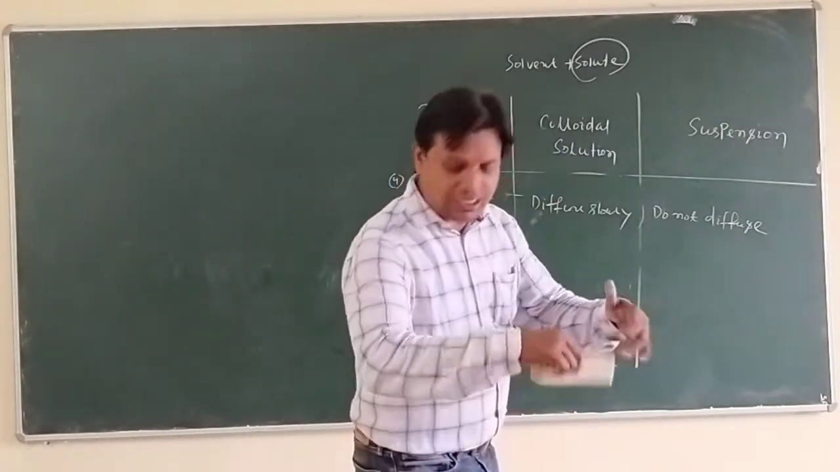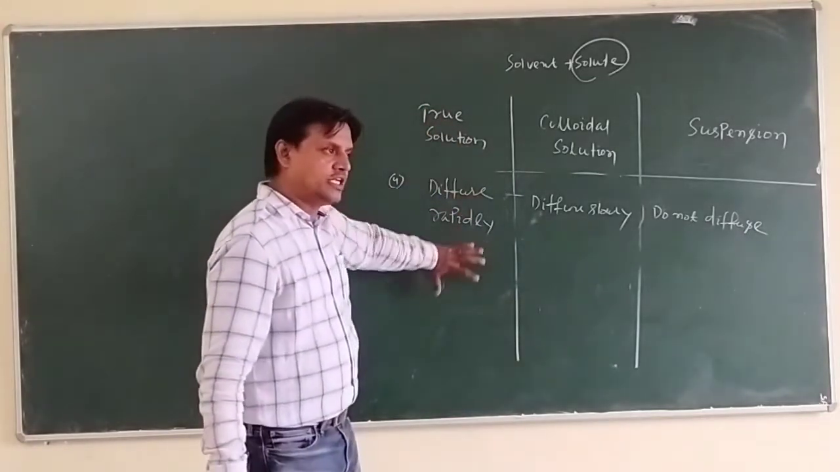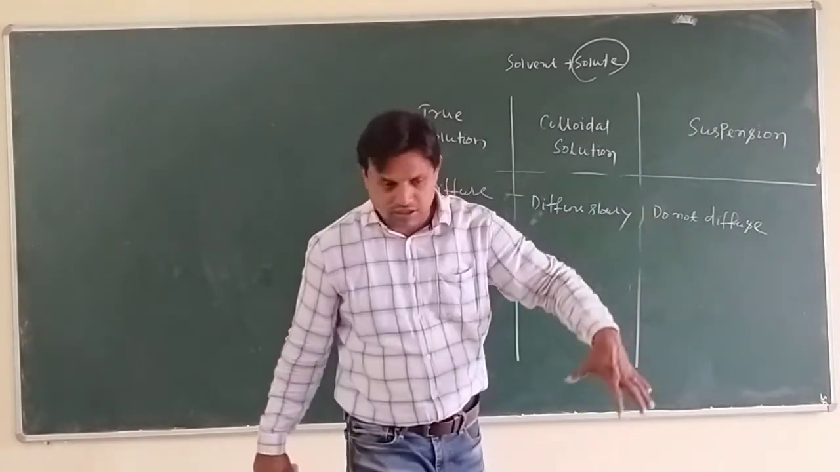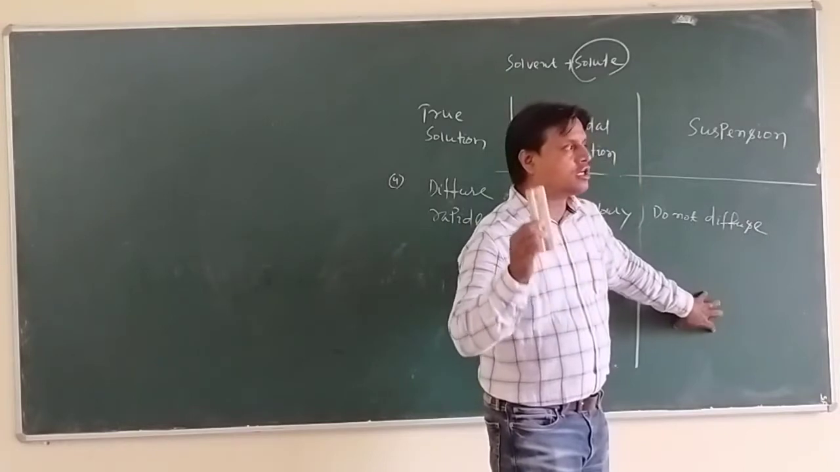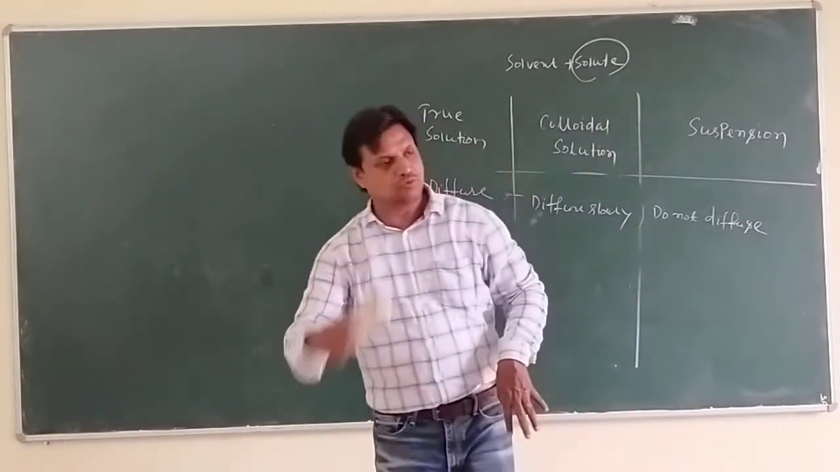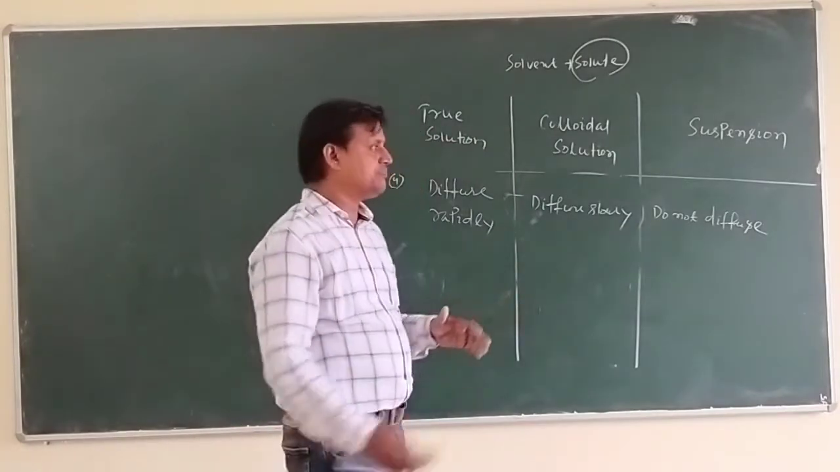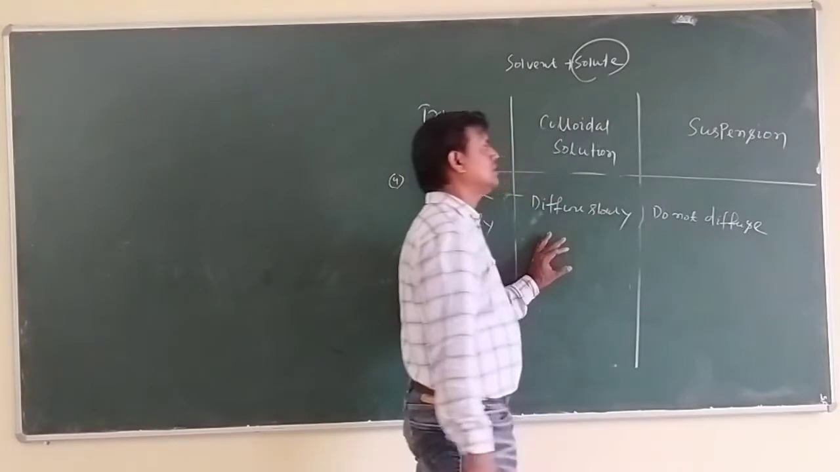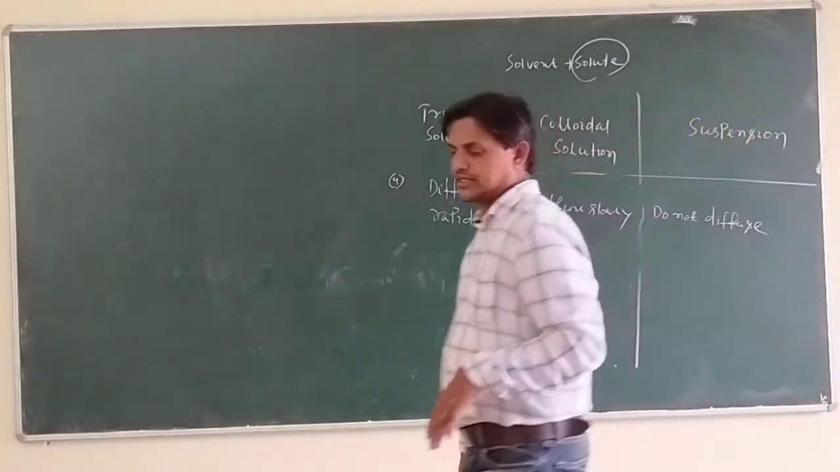Next come to Brownian movement. Brownian movement is not possible in true solution. It is possible in colloidal solution. In case of suspension, it may or may not be possible. Brownian movement is not seen in true solution, but is seen in colloidal solution; in suspension it may or may not be seen.